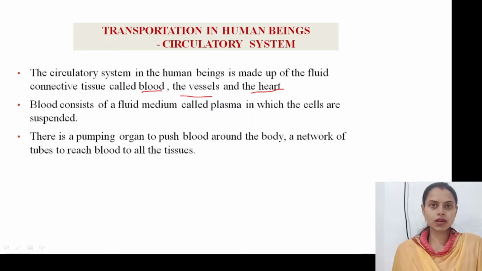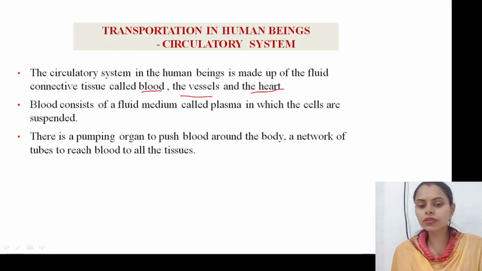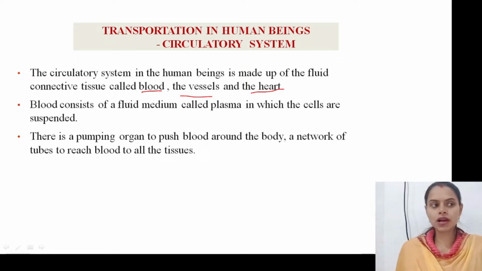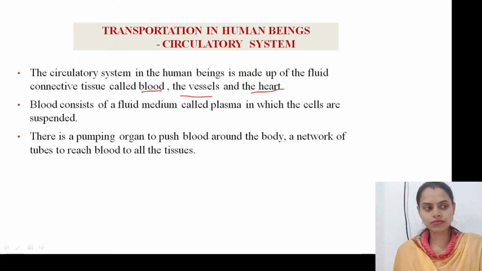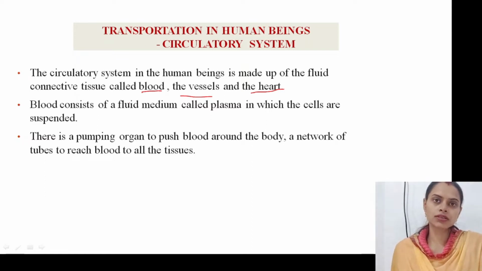What is blood? Blood is a kind of fluid, also called plasma, in which the cells are suspended. Many kinds of cells are suspended inside the plasma, which form the blood. For example, RBC, WBC, platelets.